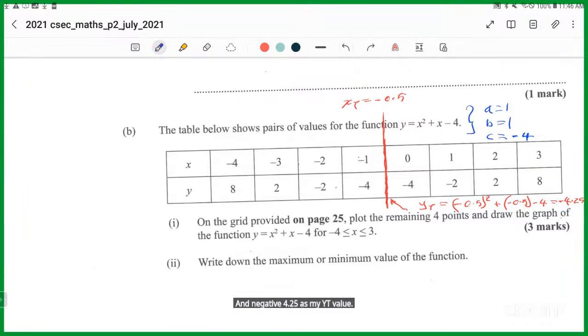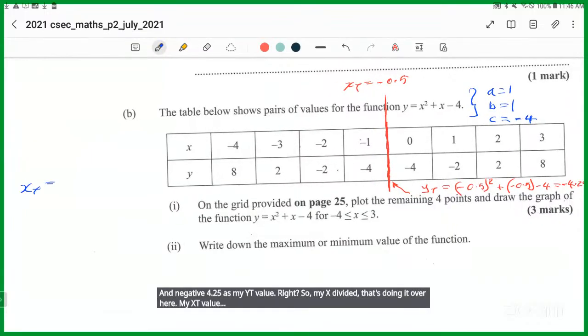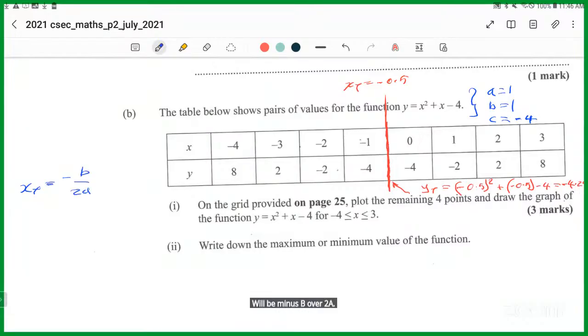So my xt value, just doing it over here, will be minus b over 2a. I'm not starting the question, I'm just showing you some analysis you could make. That will be minus, the b is 1, so minus 1 over 2 times a, and the a is 1. That's minus 1 over 2, and minus 1 over 2 is -0.5. I need a new pen. So the xt value by calculation is -0.5.